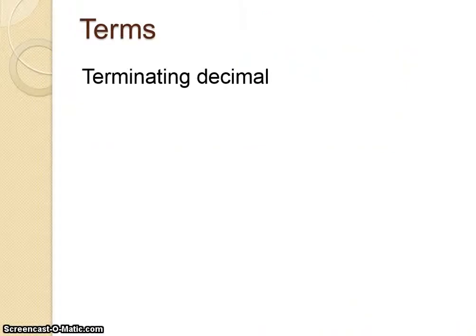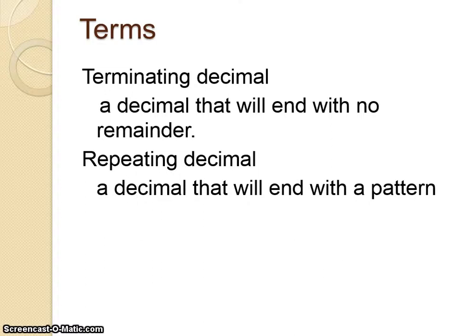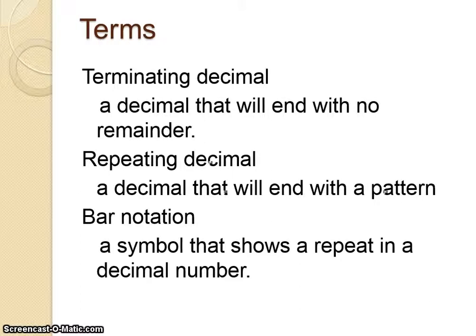We've got a couple of terms you need to write down. A terminating decimal is a decimal that will end with no remainder. A repeating decimal is a decimal that will end with a pattern. And then the other thing you need to know is the word bar notation. A bar notation is a symbol to show that a decimal is a repeater. Okay? So you'd put it over the part that repeats.